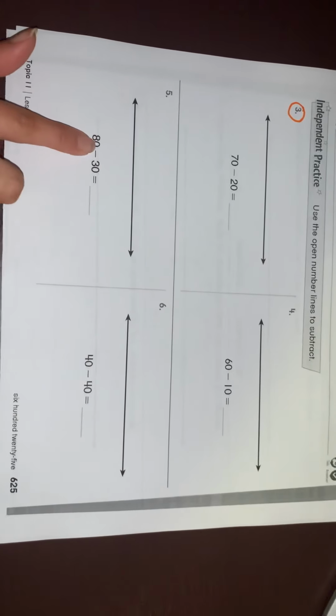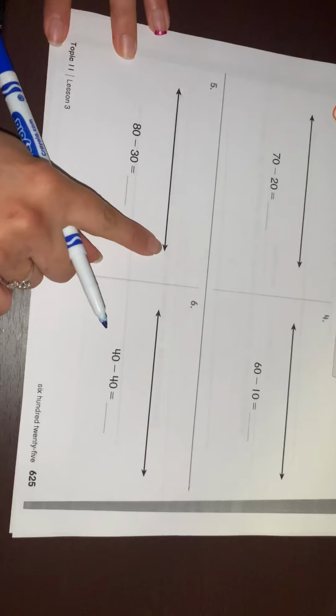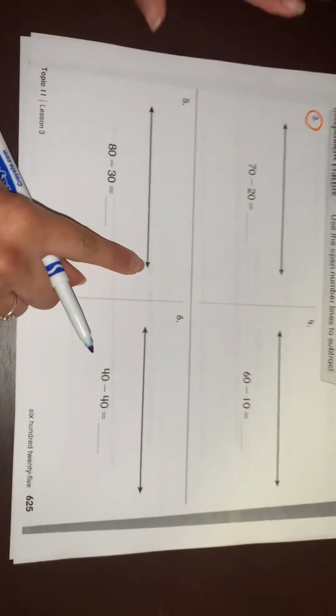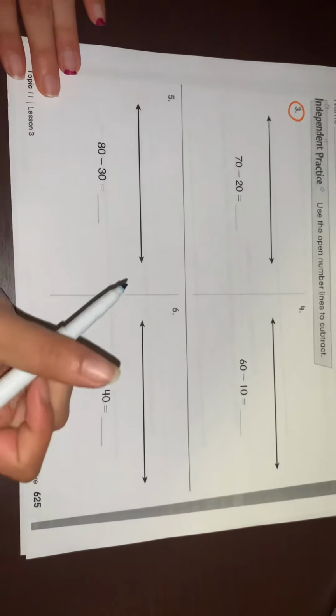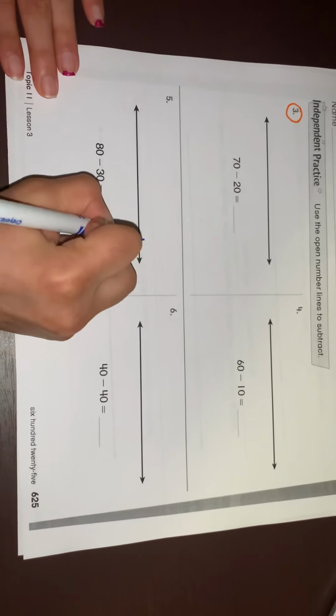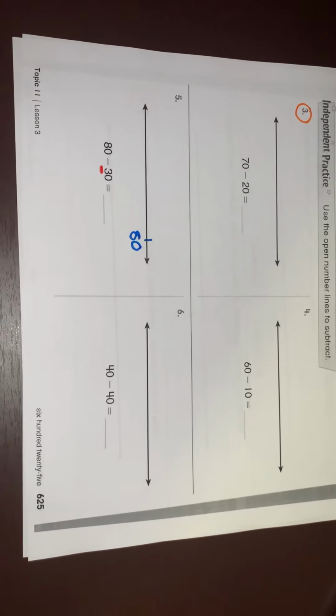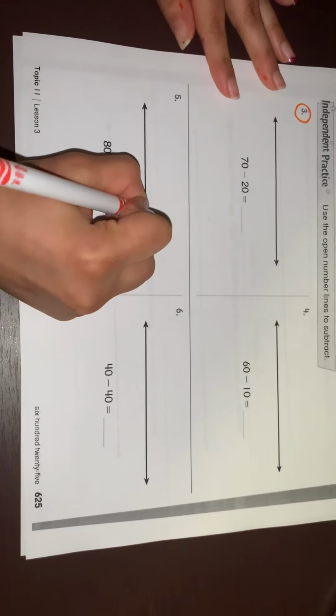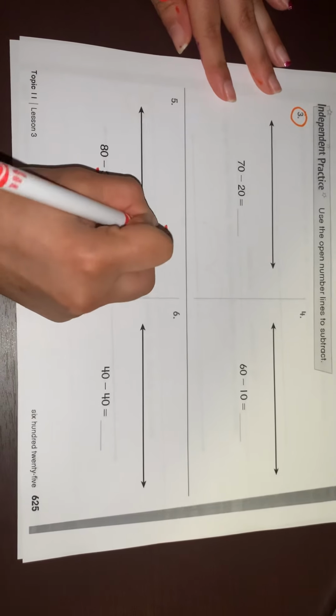So 80 minus 30. I'm going to start with my biggest number, 80. And I'm going to start all the way at the end of my number line, not the beginning, since I am subtracting and wanting to count backwards to the left. So I have 80. And I need to count backwards 3 times, subtracting by 10. So I want to take away 30 from 80. So I'm going to jump 80 minus 10 is equal to 70.